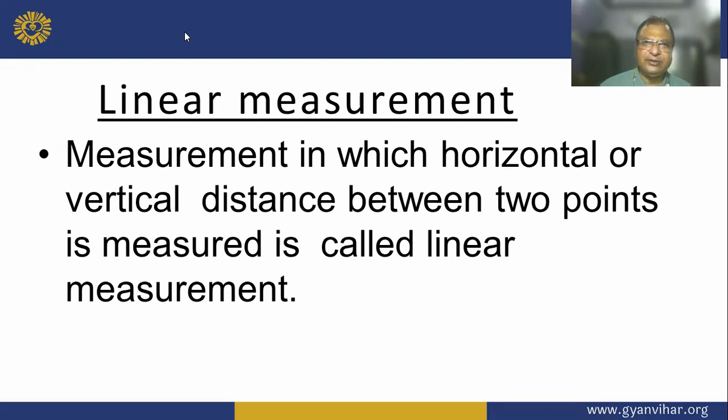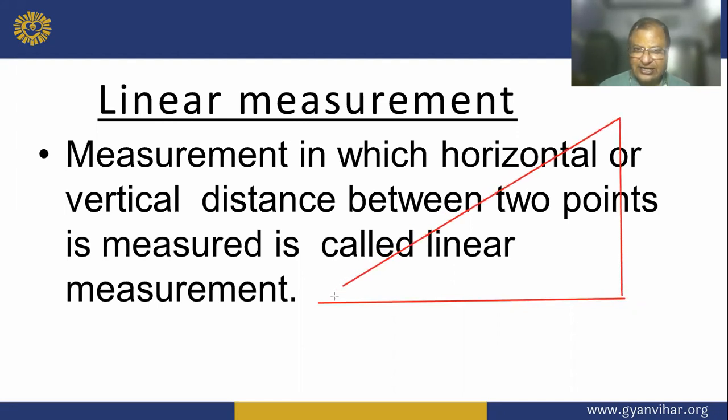How? Suppose, my dear boy, this can be this type, or it may be this type, or it may be this type also. These are all linear. The distance between 2 points, which is straight, that is called linear.